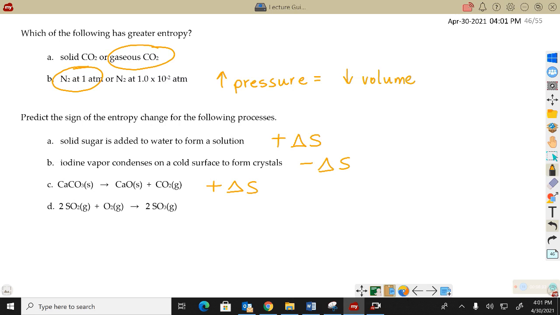In part D, I've got 2 moles of SO2 and 1 mole of oxygen forming 2 moles of SO3. Everything's gas. So I usually do look at the phases. Am I going from solids, which are low entropy, to liquids and gases, which are higher disorder? Well, here they're all the same. They're all gases. But I am going from 3 total moles down to 2 moles. So less gas would mean less disorder, a negative delta S.